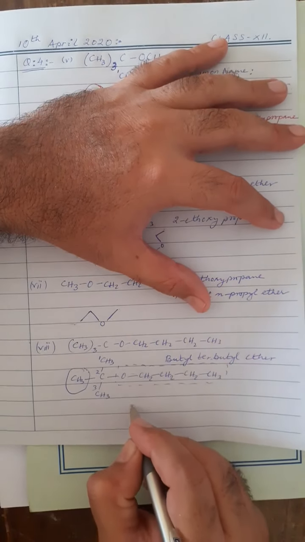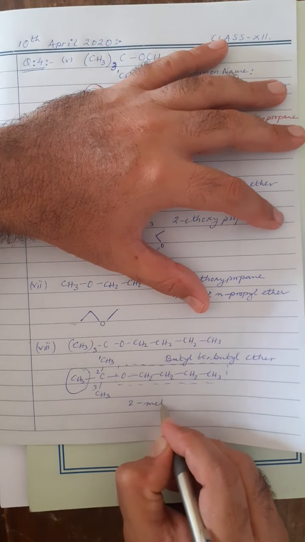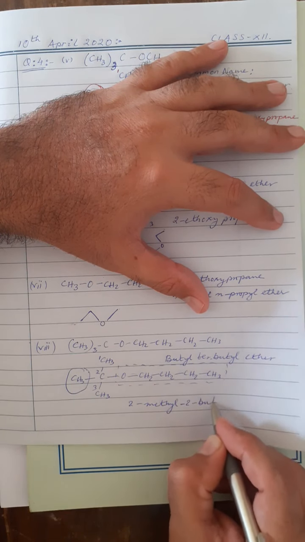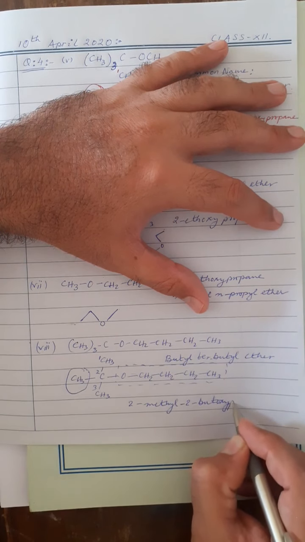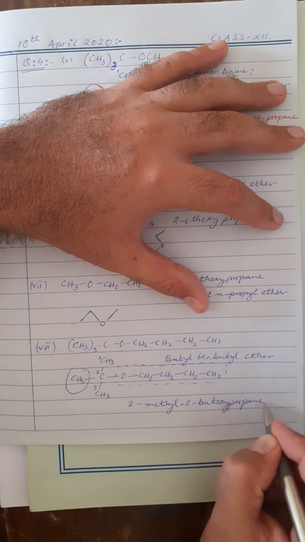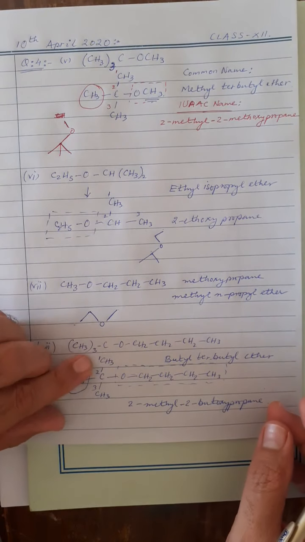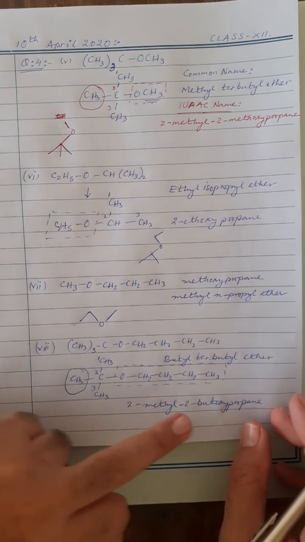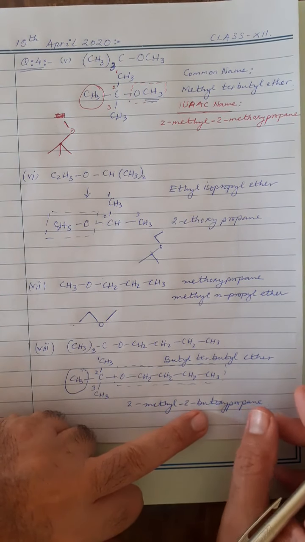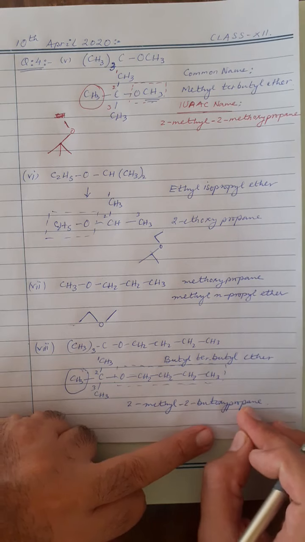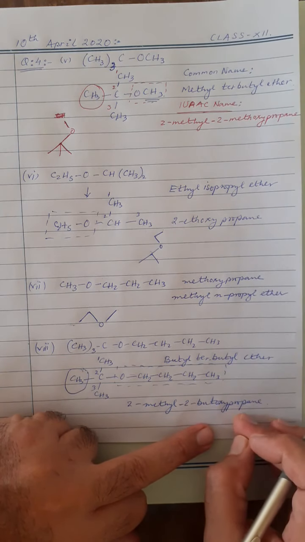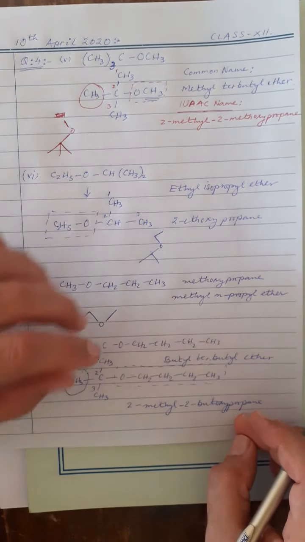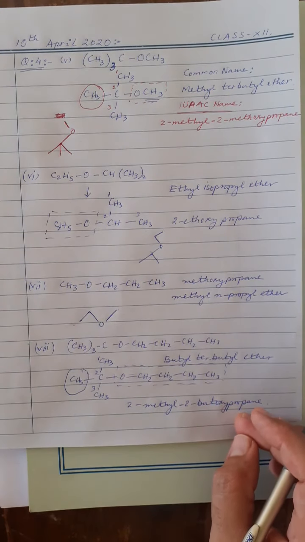So the name is 2-methyl, 2-butoxy, and propane. Now why propane? Because this is a 3 carbon chain. We need the longest chain. Students have made a mistake here. Some wrote 2-propoxy butane. I saw butane here. Everybody was writing butane, but it's propane because the long chain to which the branch and the alkoxy is attached contains 3 carbons.